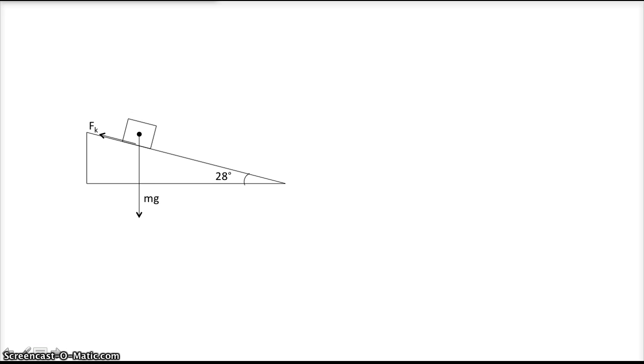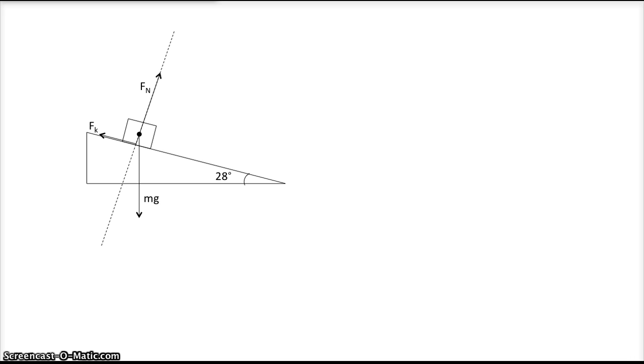The final force is the normal force. In every other case that we've dealt with, the normal force pointed straight up. But look at what's going on here. We don't have a horizontal surface. Our surface is angled. The normal force literally translates to the perpendicular force, and so it has to be drawn perpendicular to the surface. So the normal force points along this angle, perpendicular to the surface.